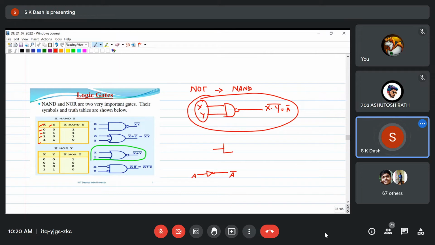So basically I need to short both the inputs. That means both the inputs should be A. If both the inputs are A, then what will happen? Output will be A dot A whole bar. What is A dot A? Logical AND operation. A dot A is nothing but A only. So it will be A bar. So by shorting both the inputs of a NAND gate, it will work as a NOT gate. Is it clear?